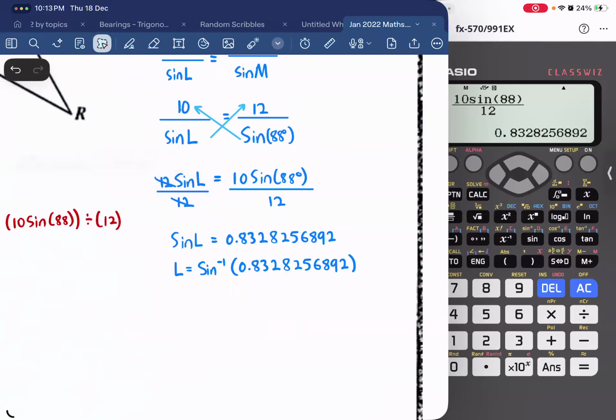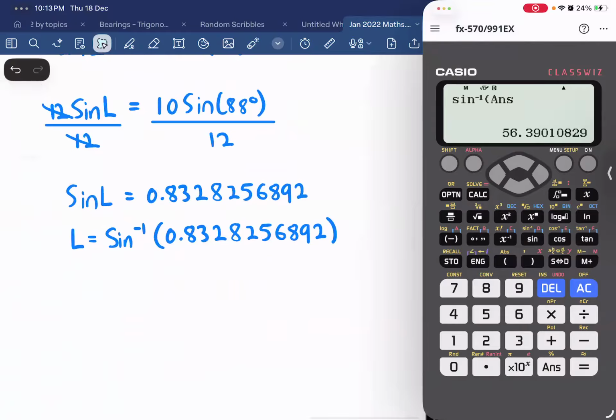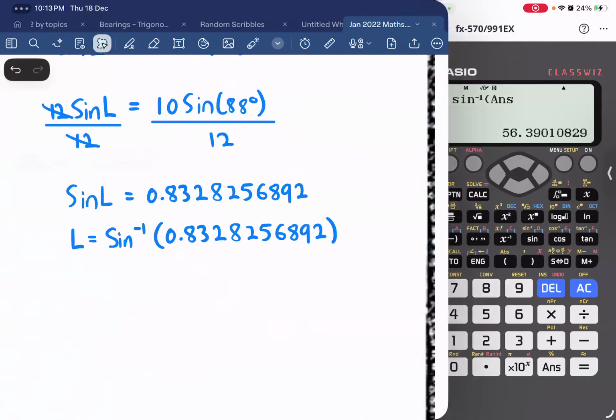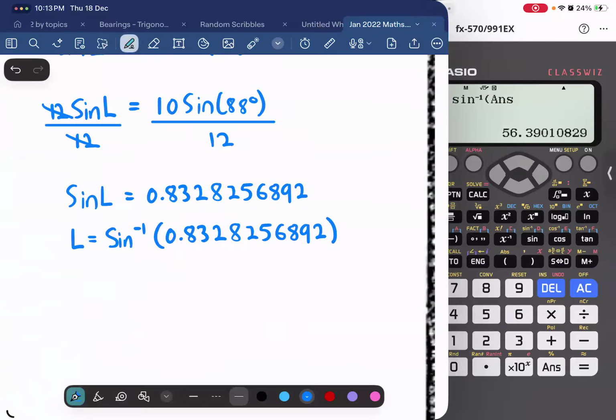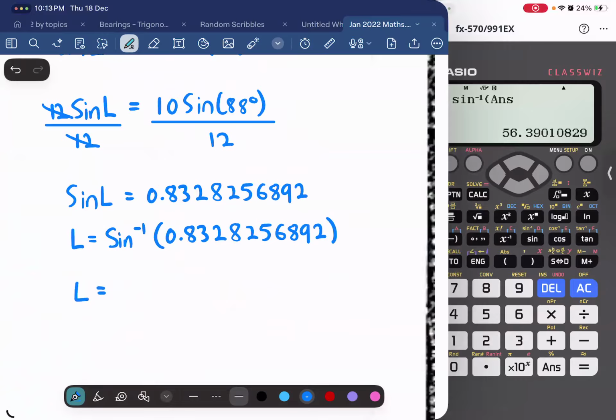I got 56.39. Okay, can everybody agree that the answer is 56.39? We could agree with that. If you didn't get 56.39, something is wrong there. 56.39. Did they get 56.39? Yes, sir.